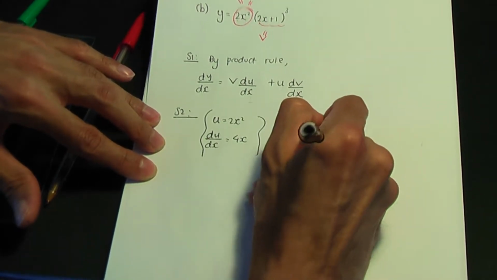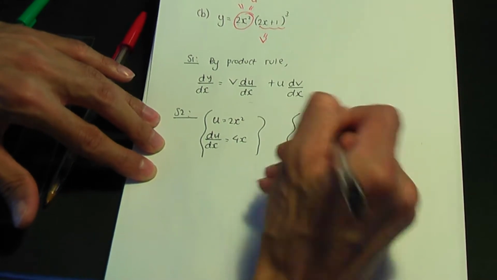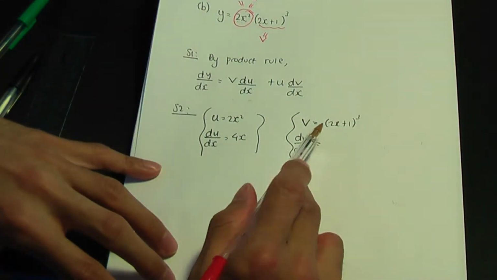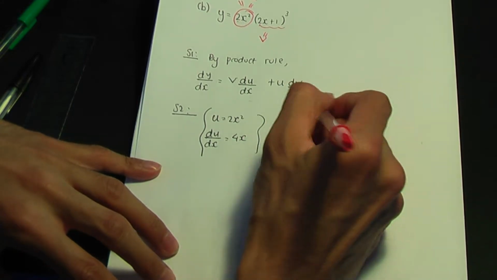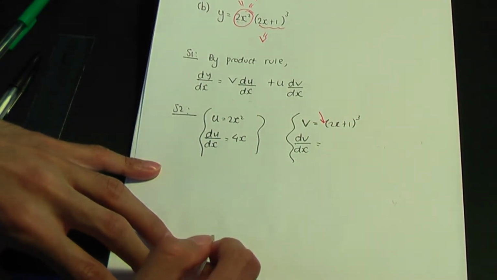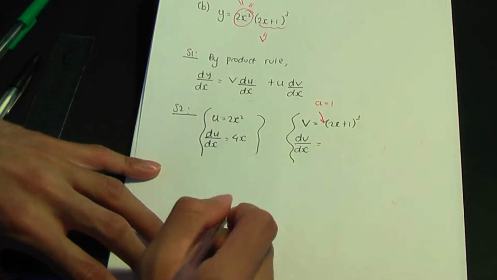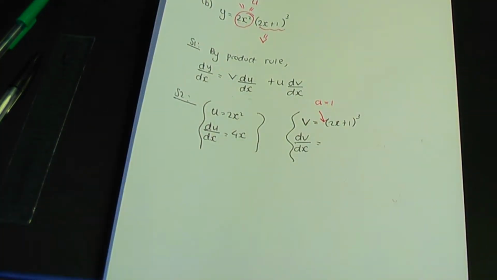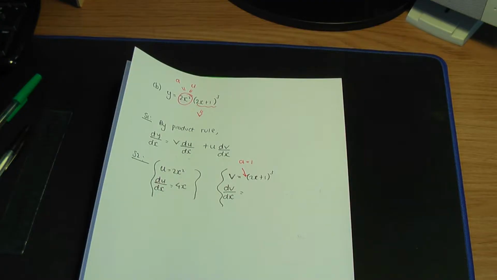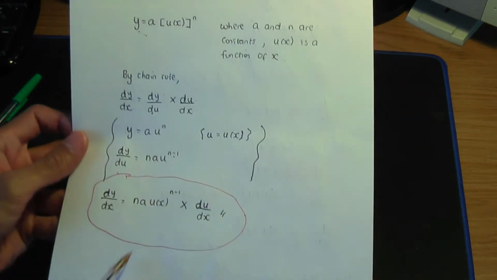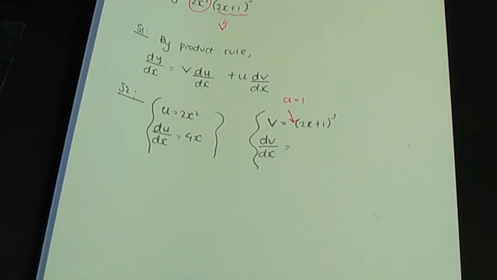And let's think about dv over dx. Once again, if we look at this function carefully, the term in front, our a term, is 1. 1 is a constant, so that means that we can apply this chain rule related result that we've seen in the previous video. Okay, so let's apply that result again.